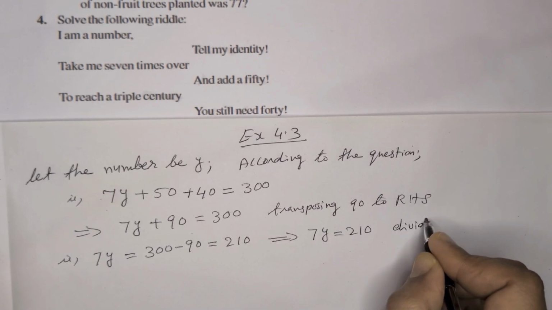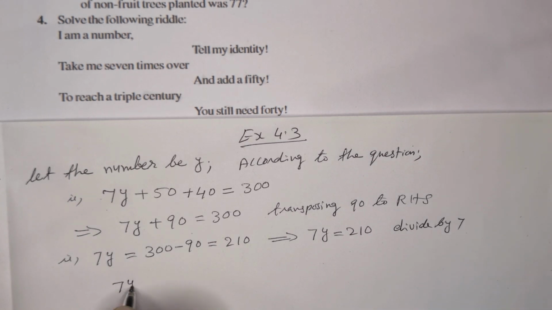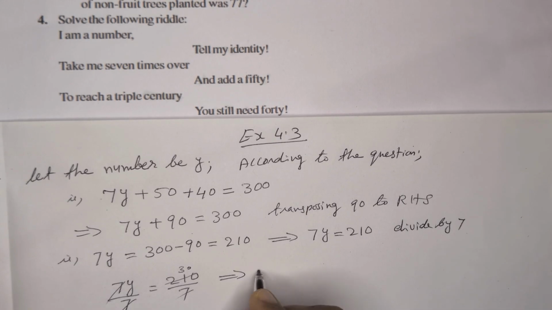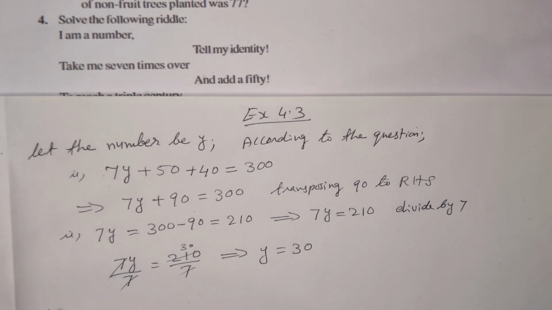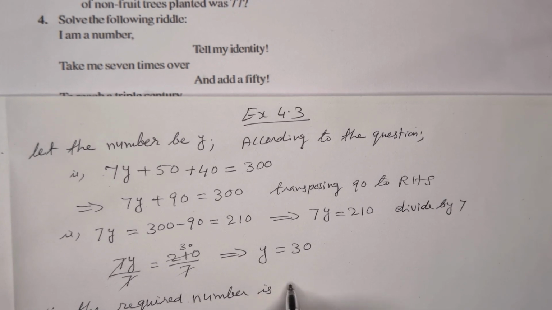Then divide by 7 on both sides of the equation. That is 7y by 7 is equal to 210 by 7. Here 7 into 30, which implies y is equal to 30. Now the question is to identify the number. Therefore we can write, the required number is 30.